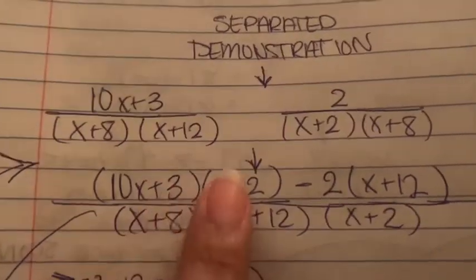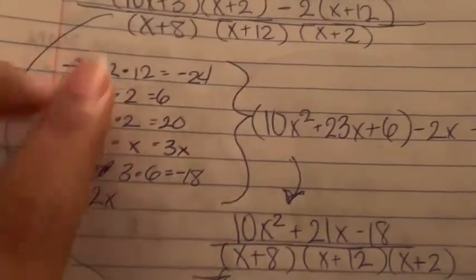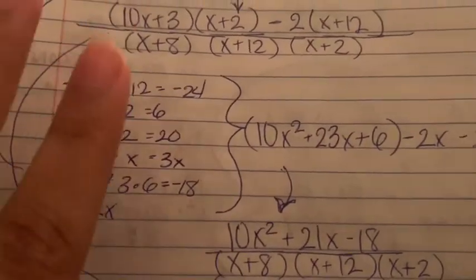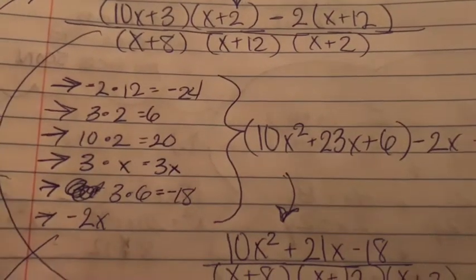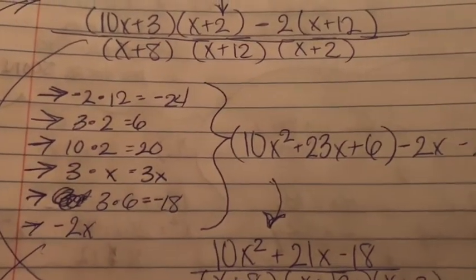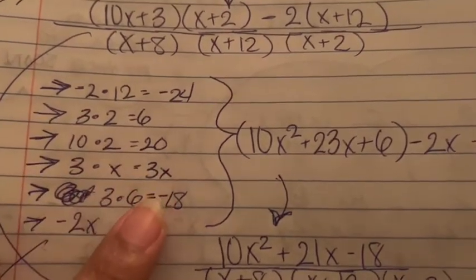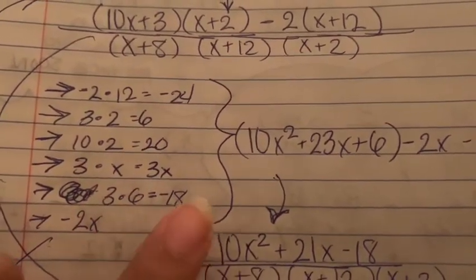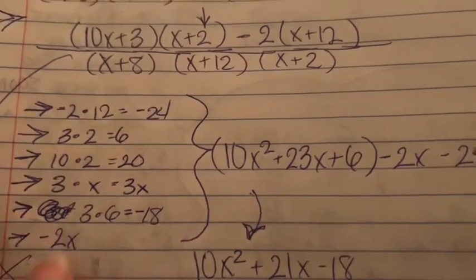To multiply this, here's just a little extra math. What I did was negative 2 times 12 equals negative 24. 3 times 2 equals 6. 10 times 2 equals 20. 3 times x is 3x. 3 times 6 is negative 18. And then here's negative 2x.